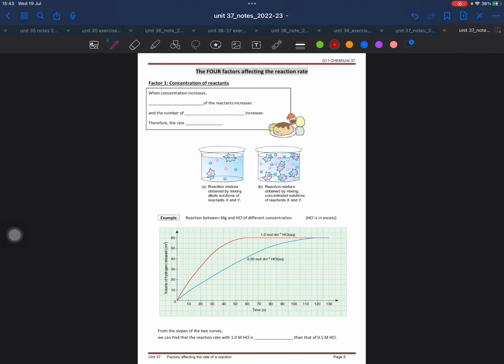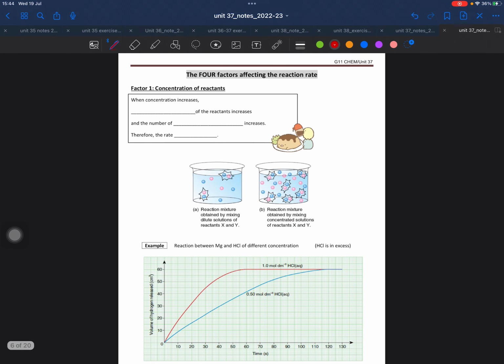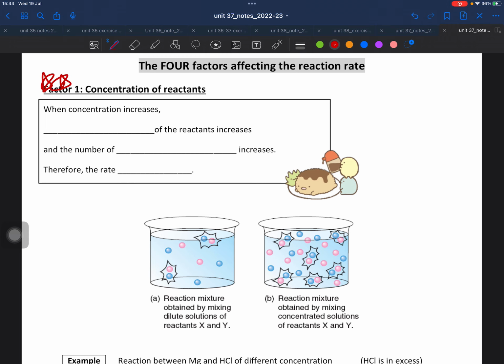And now we come to the core in this unit. We study 4 factors that affect the reaction rate. Now, if you study carefully, the effective collision is just like playing a dice. Playing a dice is when, for example, you get 6, then you can go further. If you get other points, no. So how can you increase your chance of getting 6 in a dice? Now here it shows. The first one is the concentration.